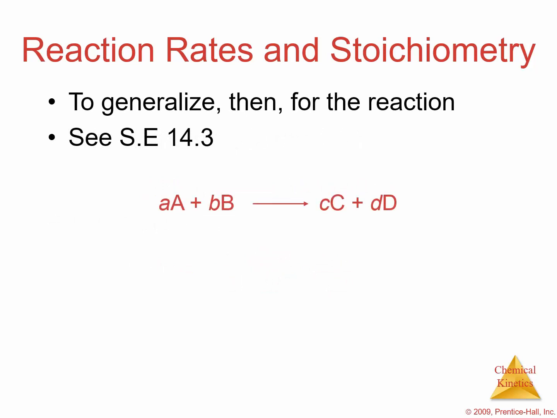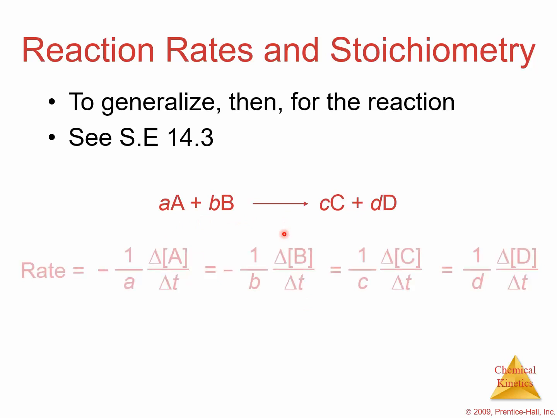To generalize, for the general reaction, we can write the rate equals minus 1 over a times the change in concentration of A by the change in time, equals minus 1 over small b, the change in concentration of B divided by the change in time, and this equals 1 over c, the same, and this equals 1 over small d, etc. You see, the minus here indicates the rate of disappearance of reactants, and here the rate of appearance of products.